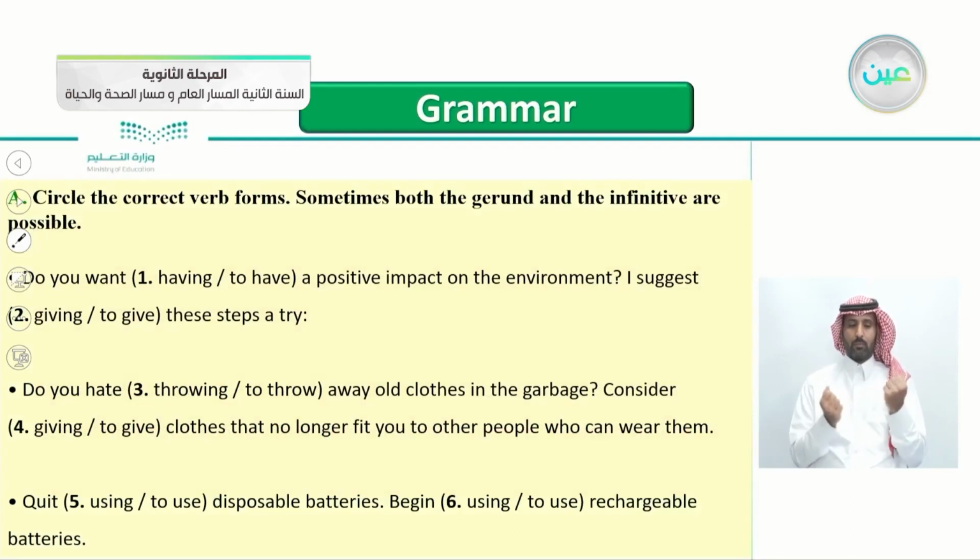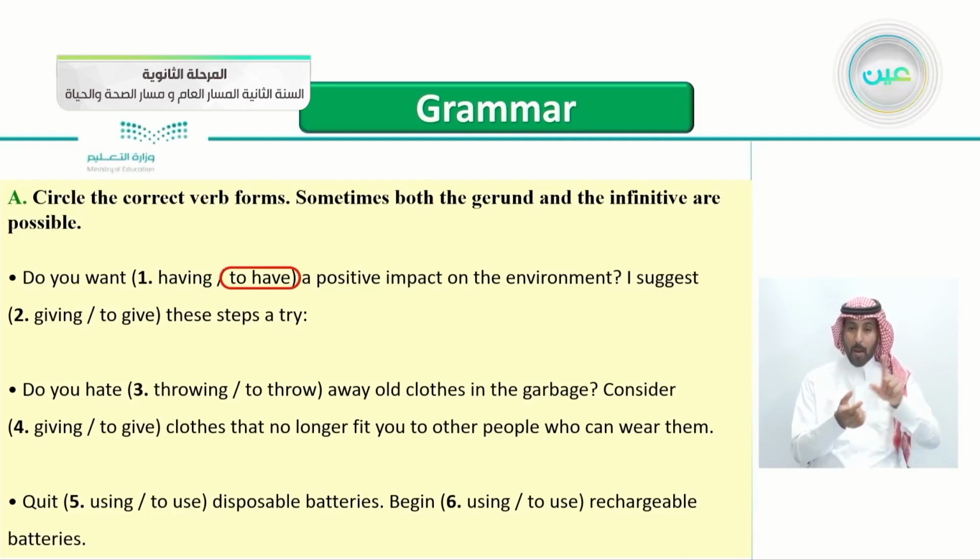Exercise A here. Exercise A, circle the correct verb forms. Sometimes both the gerund and the infinitive are possible. Of course, we know that. So the first one, do you want? So this is the verb. Want, do we say having or to have a positive impact on the environment? Yes, of course, want comes before the infinitive. Do you want to have a positive impact on the environment?